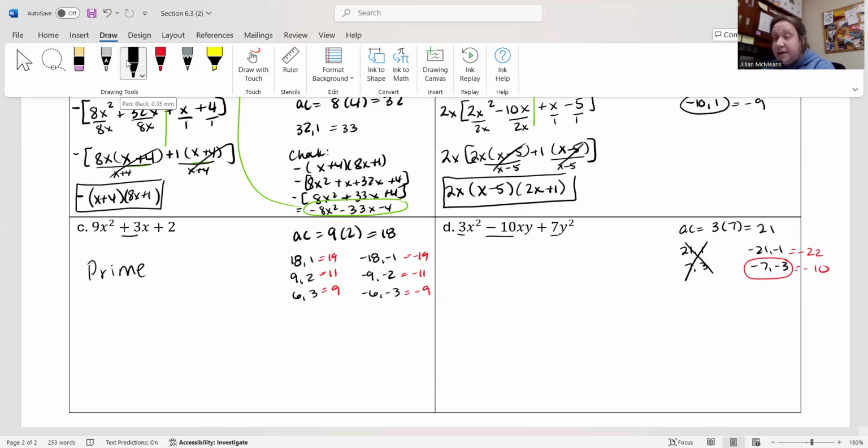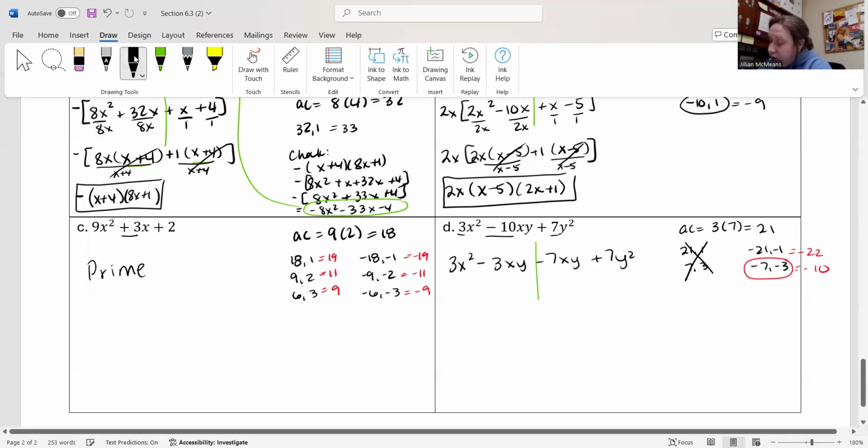So when I rewrite this, I'm going to leave the squared term and the y term alone. The middle term, the negative 10xy, I'm going to break it down into two terms using negative 7 and negative 3 as my coefficients, and just make sure each of those terms has an xy, and then when you factor, everything works out. So we get 3x squared minus 3xy minus 7xy plus 7y squared. We factor by grouping.